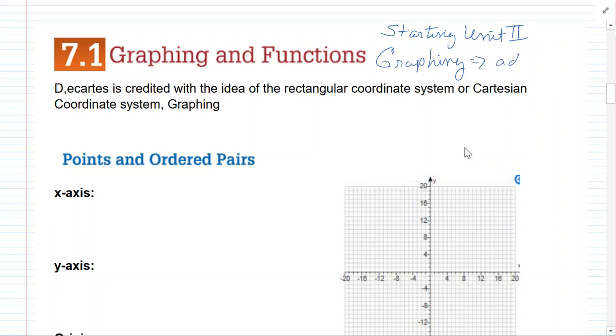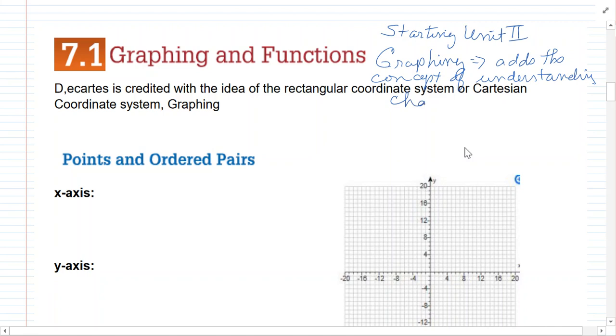Graphing adds the concept of understanding change. All right. And we're going to start very simplistically first.